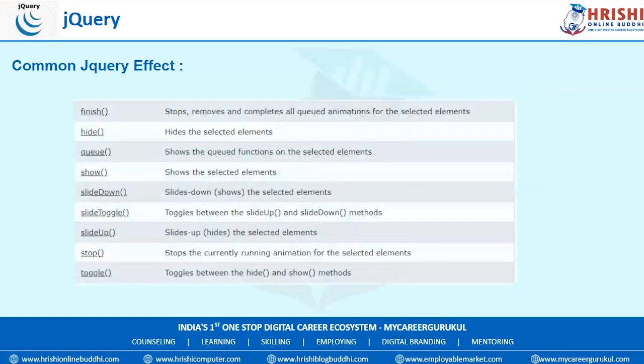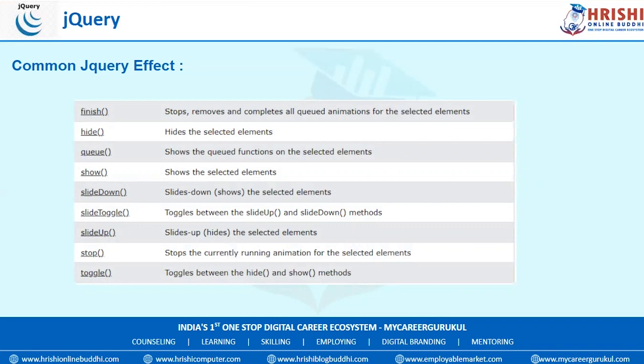Other common jQuery effects are finish, which stops, removes, and completes all queued animation for the selected element. It means it will consider that the function for that particular element is already covered, and it stops that function and continues with the other element's function. Then hide again hides the selected element. Then comes queue, which shows the queued function on the selected element. If a programmer needs to see what elements are being queued for a particular function, that can be seen with the help of the queue function.